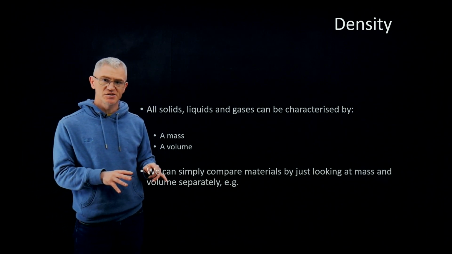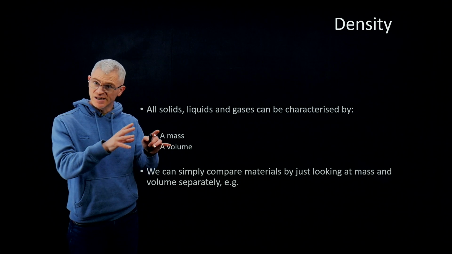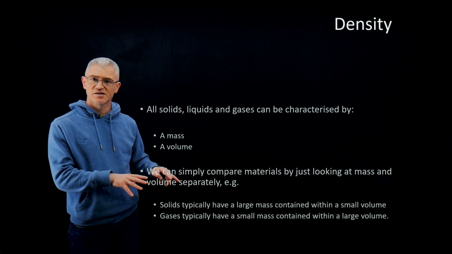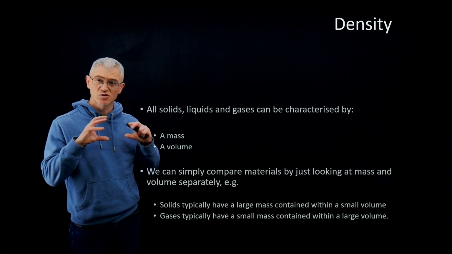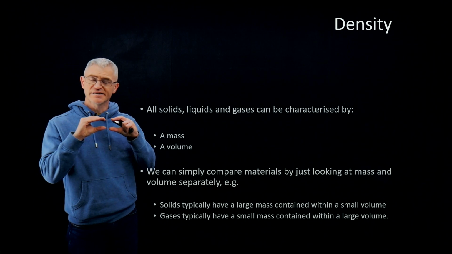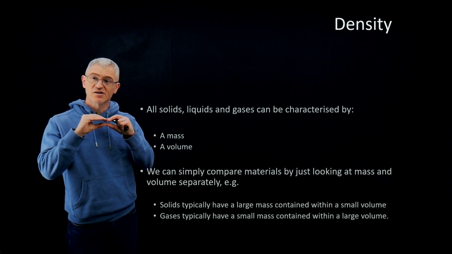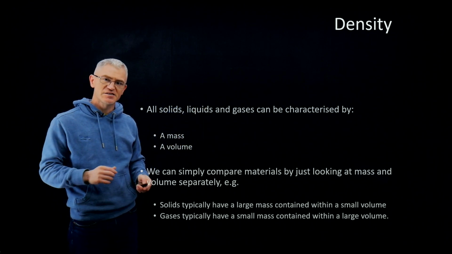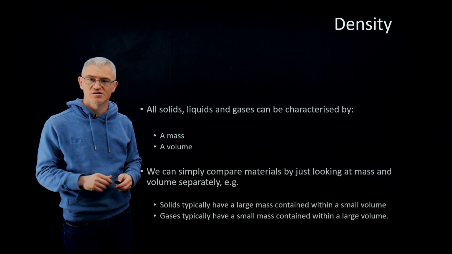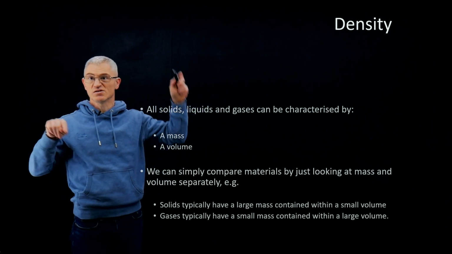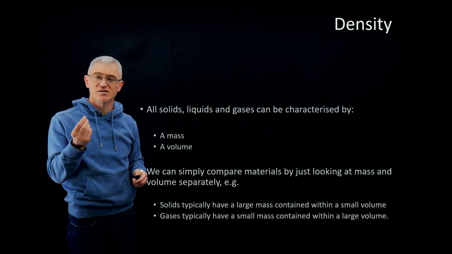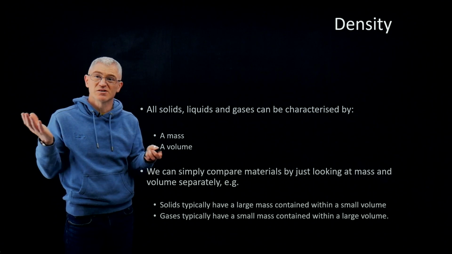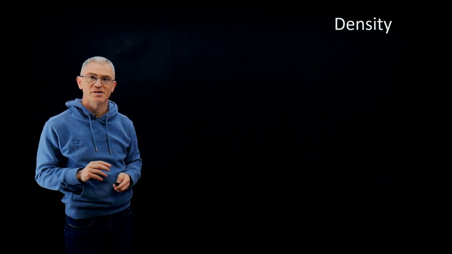You can simply compare the materials by looking at the mass and the volume separately, like I've said just there. You can measure that mass, measure that volume. But typically, solids have a large mass and a very small volume because all the particles are close together. So you think of highly dense means the particles are close together, and low density means the particles are far apart. Gases typically have a small mass contained within a large volume. So large volume, but hardly any particles floating around. If you imagine each particle weighs a certain amount, then if you've got more particles in a small space, it's going to weigh more. It's going to have more mass. It makes sense.